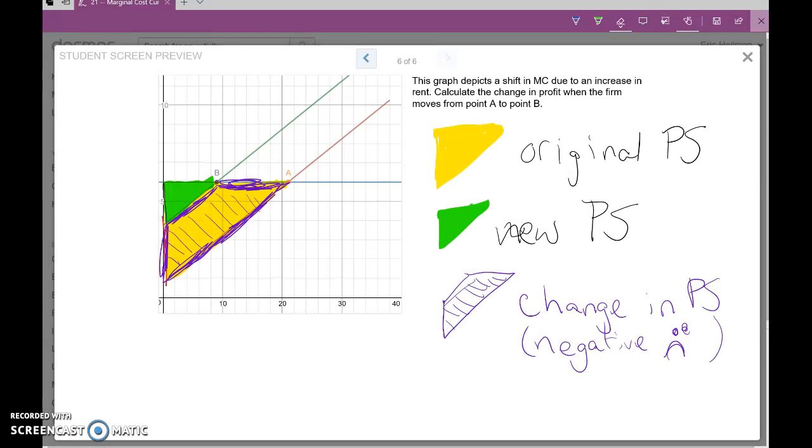Okay, so here is the drawing. I am realizing that some of my colors got marked over. So the original producer surplus is actually this whole big triangle here that I'm making a triangle around. And then the new producer surplus is the much smaller green triangle because the amount that we're producing dropped a lot. So then the change in producer surplus is this purple trapezoid right around in here, and it will be negative because the amount that we're producing dropped.